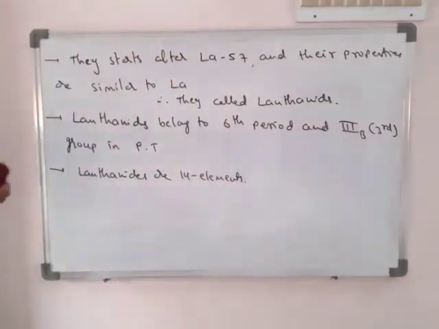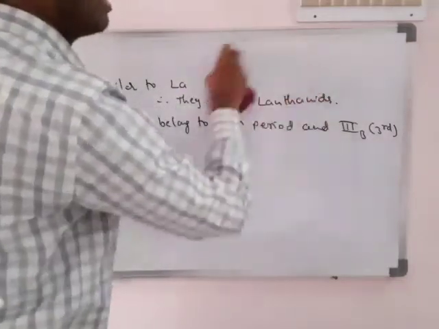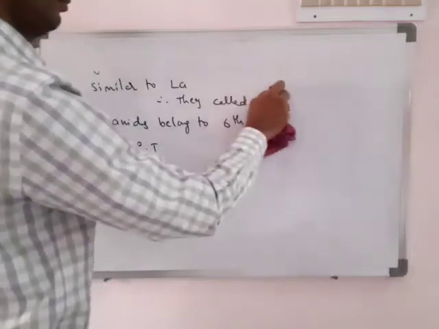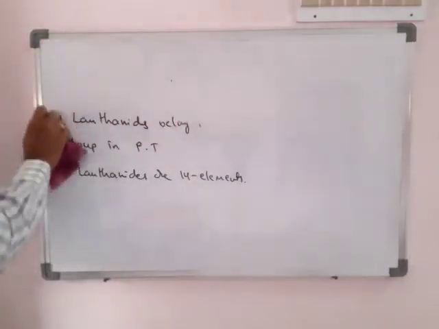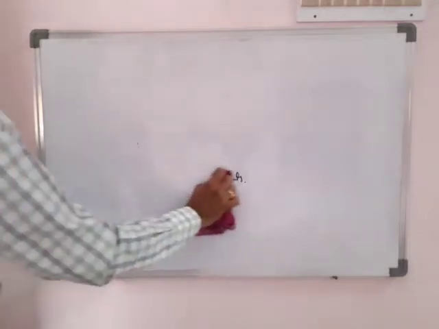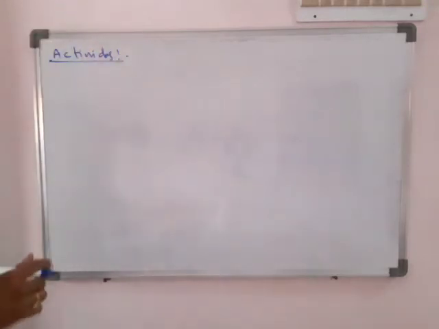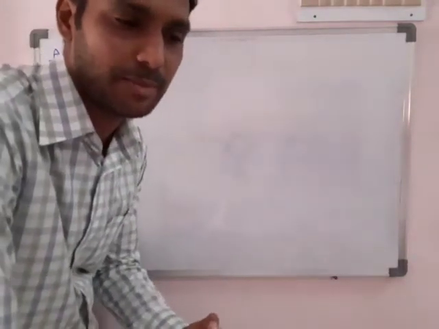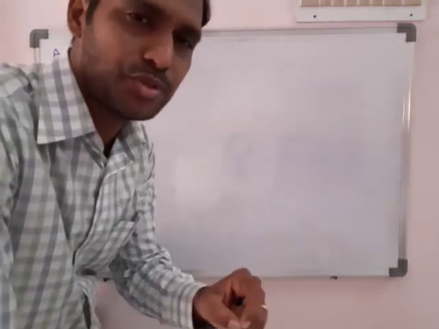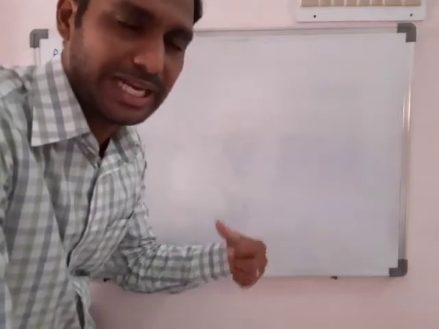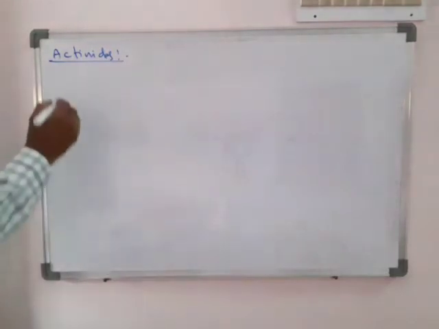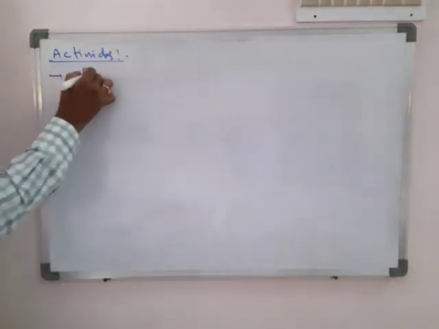You have to maintain very clear notes. Next we see about actinides, or the 5F series. So what are the actinides? Actinides are also called 5F series elements. So why are they 5F series elements? Because the 5F subshell is filled, starting from 5F1 and ending with 5F14. So actinides are nothing but the 5F series.